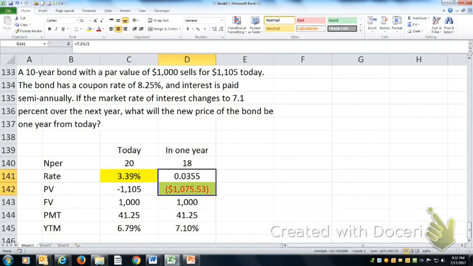So that gives us some indication: if we thought that bond yields were going to be going up, it means that the price of the bonds should be going down.